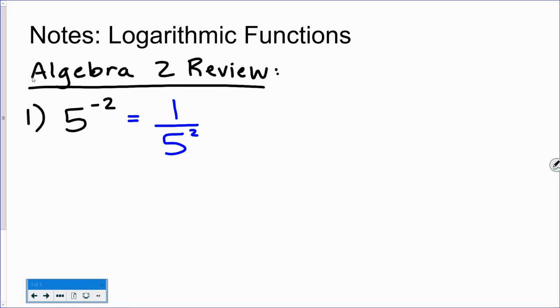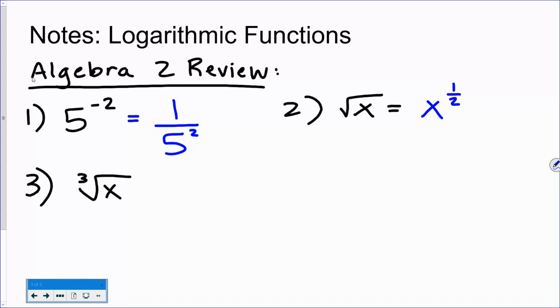Something else we want to keep in mind is there's a way I can write the square root of x in an exponential form. So a square root also represents the 1/2 power. We talked about that in Algebra 2. Similar to if I have a cube root of x, that would be represented by x to the 1/3 power. And if I had a fourth root, the 1/4, a fifth root, the 1/5, and so on.